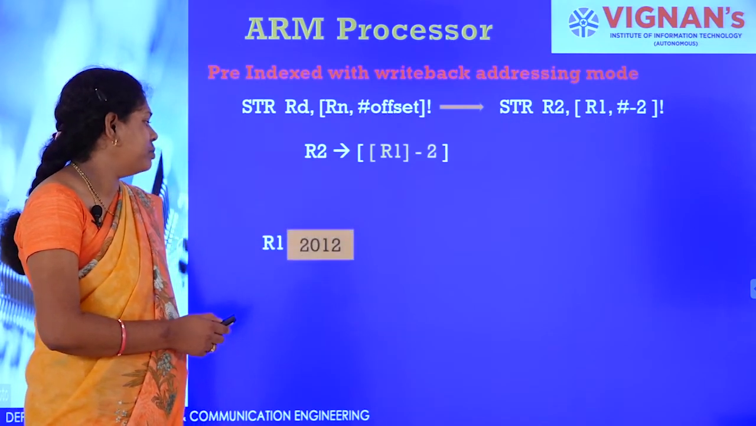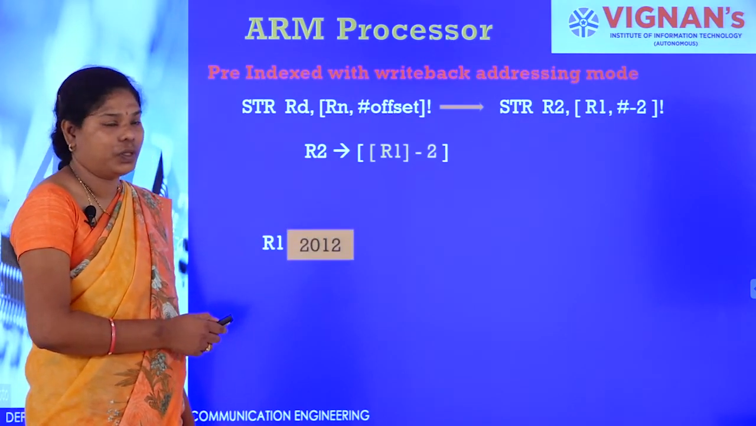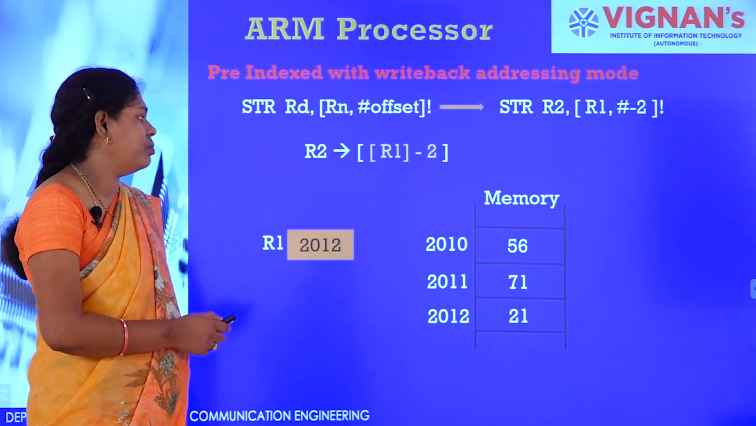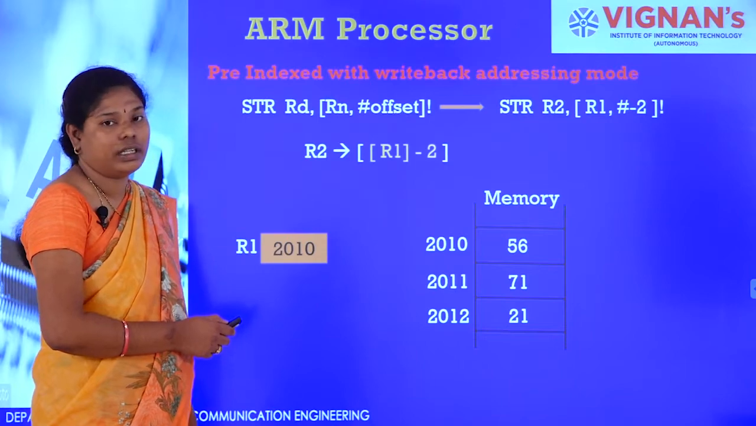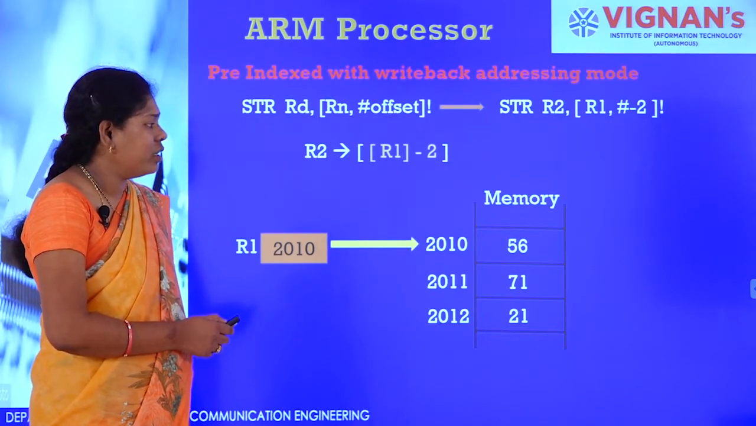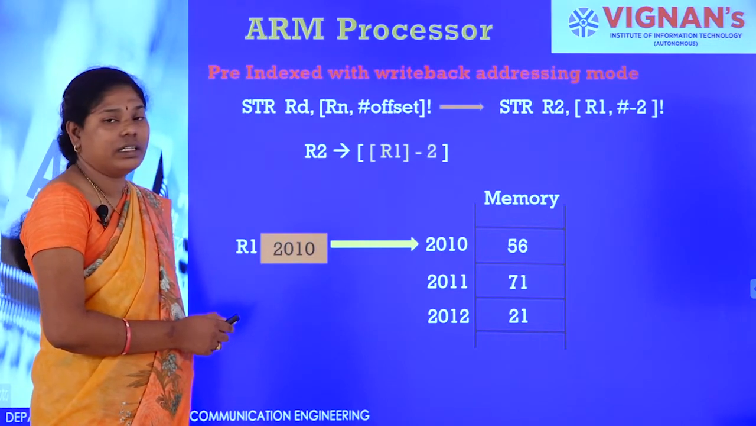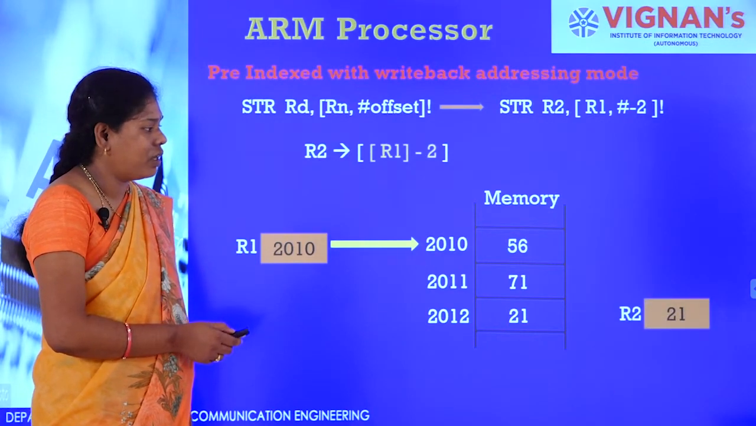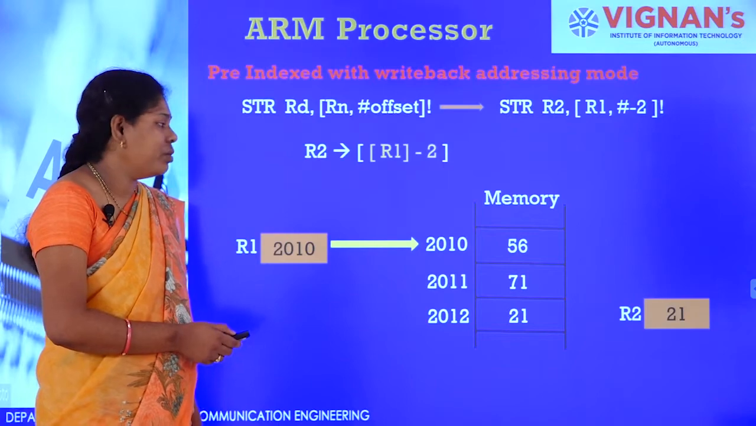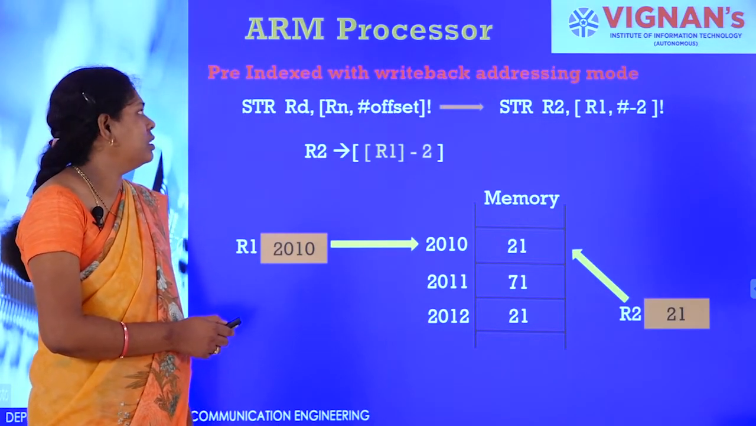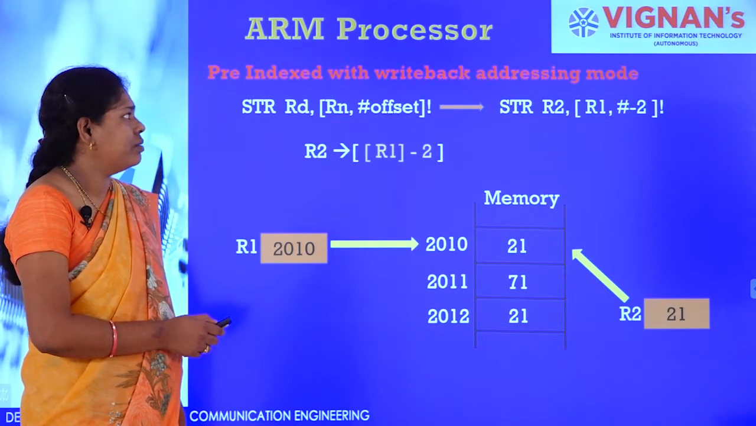Let us see the example. R1 is 2012. Now it will be subtracted by 2, so it will point to 2010. The corresponding location data will be modified with the contents of R2. The contents of R2 is 21, and it will be copied to the corresponding location 2010. That is the pre-indexed write back.